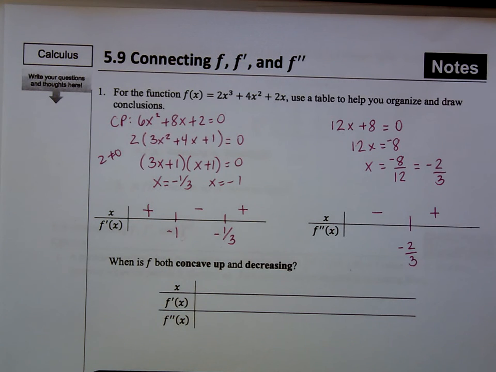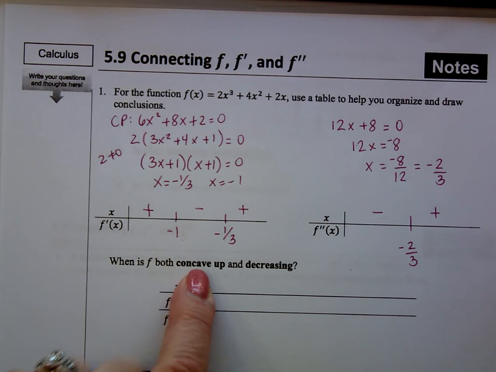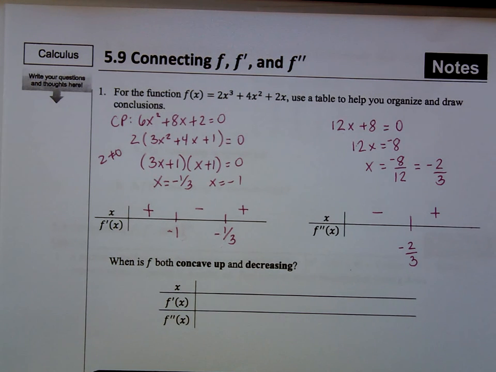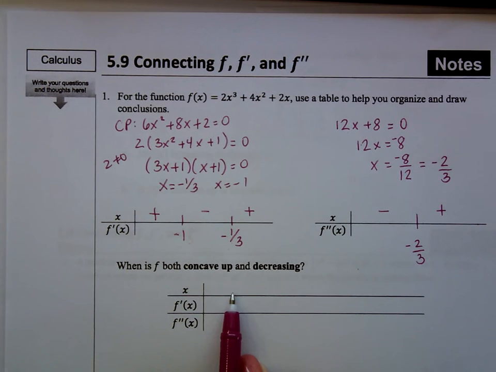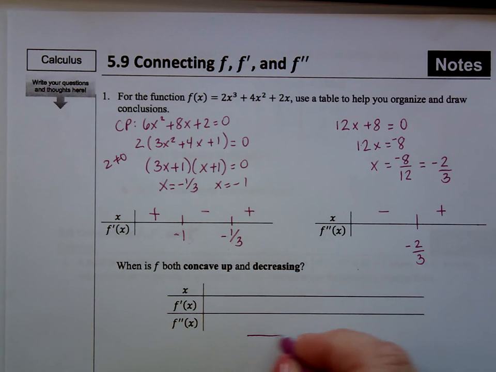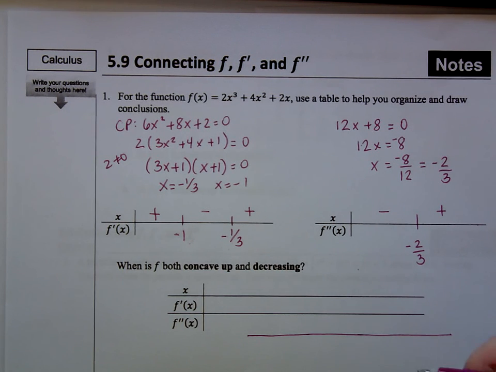Where is this thing both concave up and decreasing? Here's how I kind of like to do it. The curriculum people do it slightly differently than I would do it. But here's what I would do. I'm going to combine these two sign charts. So hopefully there's enough space here to do this. I'm putting my 3 values onto my sign chart. So I have negative 1 furthest to the left. Then I have negative 2/3. And then I have negative 1/3.